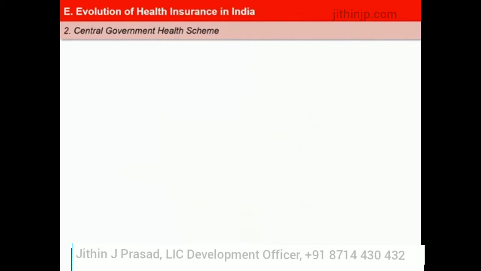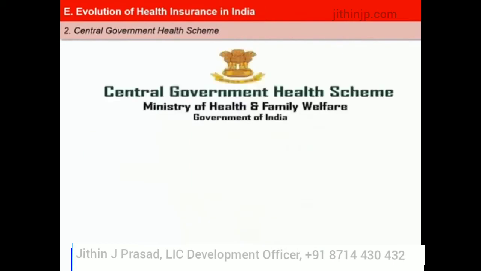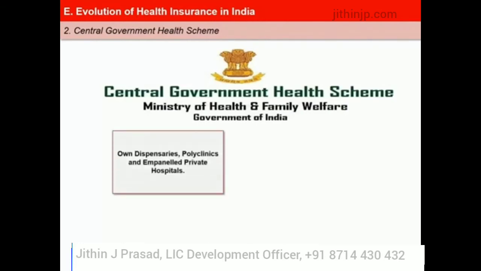The ESIS was soon followed by the Central Government Health Scheme, CGHS, which was introduced for the central government employees, including pensioners and their family members working in civilian jobs. It is partly funded by the employees and largely by the central government. The services are provided through CGHS's own dispensaries, polyclinics, and empaneled private hospitals.